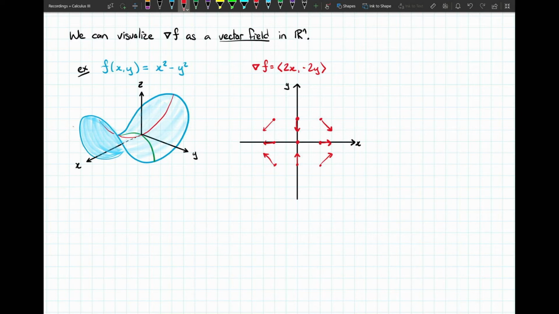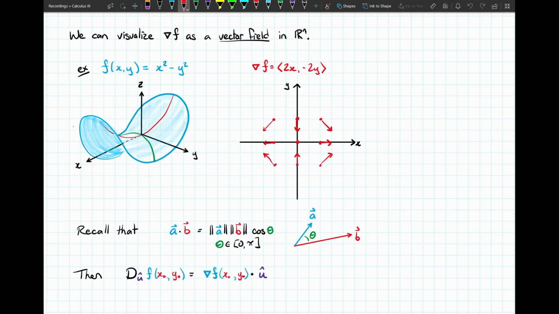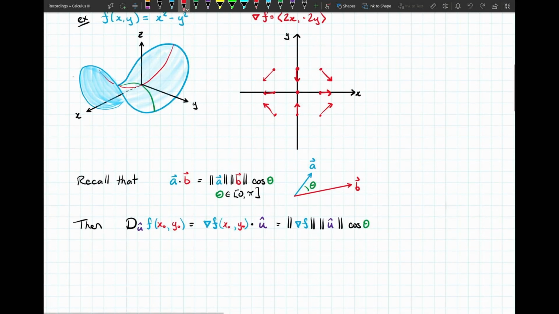The explanation comes back to the fact that the directional derivative can be computed using a dot product. And if we remember, the dot product of two vectors is a scalar, and that is just simply computed as the magnitude of one vector times the magnitude of the other vector times cosine of theta, where theta is the angle between the two vectors. Theta would be between 0 and pi. If that's the case, then since the directional derivative is a dot product of the gradient of f and u hat, then we can write the directional derivative in this form of the magnitude of the gradient times the magnitude of u hat times cosine theta.